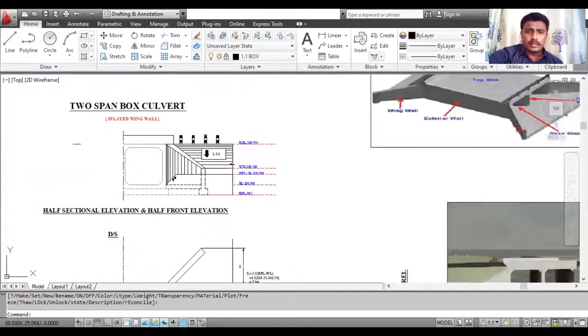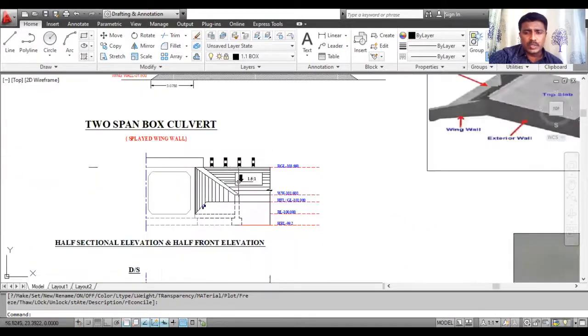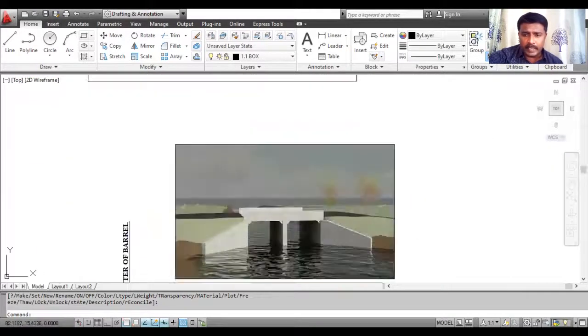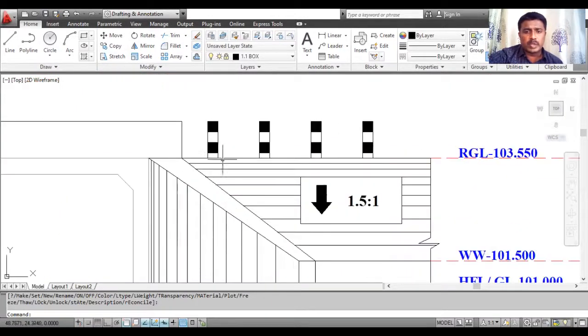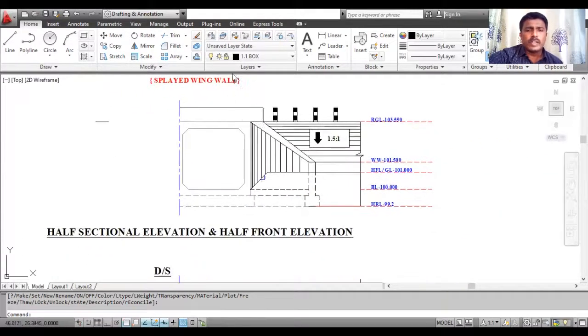Then you have to show the guard stones. When the embankment height ಜಾಸ್ತಿ ಇದ್ದಾಗ you have to provide guard stones. Guard stone dimensions are not given. So you have to assume suitably: the thickness is equal to 0.2 meter, the height should be 0.7 meter, and the interval, center to center distance, is 1 meter. So this is the procedure to draw the front elevations.